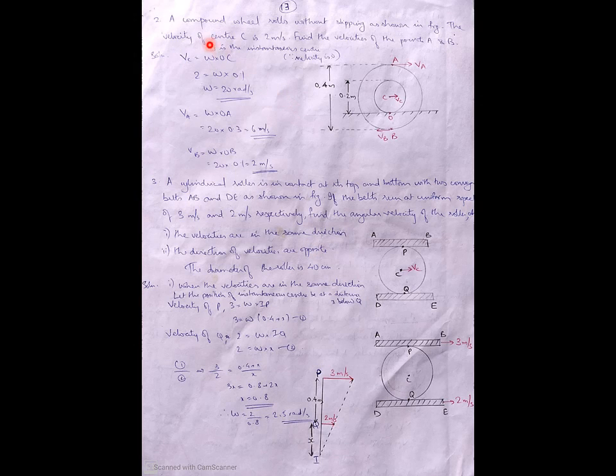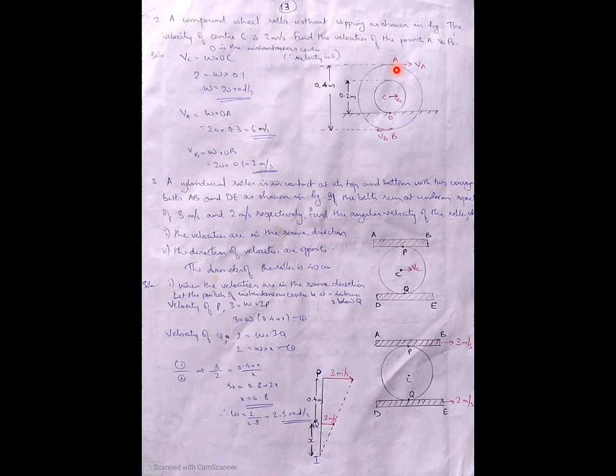Next problem. A compound wheel rolls without slipping as shown in the figure. The velocity of the center is 2 meter per second. Find the velocities of the points A and B. The figure is given in the question itself. There are two circles, it is a compound wheel. The inner circle is 0.2 meter, the outer circle is 0.4 meter diameter. The center point velocity is given, which is 2 meter per second. We have been asked to find the velocities at points A and B.